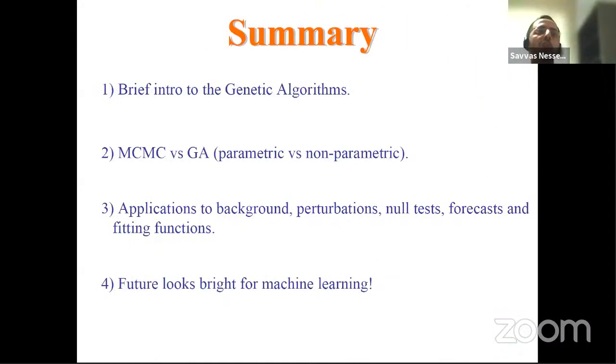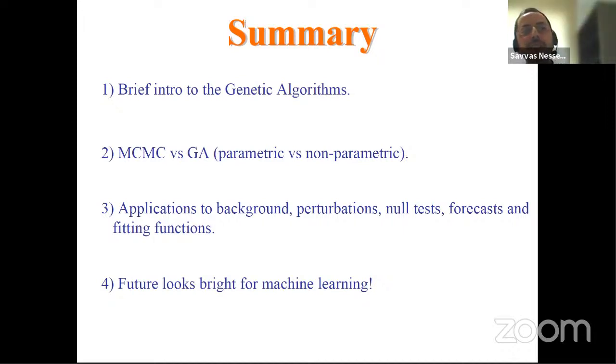So I would like to now summarize. I gave a very brief introduction to a specific machine learning approach called the genetic algorithm, which is inspired by evolution. It's a stochastic optimization approach. As I mentioned, it is very similar to a Monte Carlo, but instead of doing a random walk on the parameter space, you are doing a random walk on the functional space. So it's a bit more abstract, but it's very similar to the traditional Monte Carlo and Bayesian approach. Okay, you can practically do almost everything that you do with traditional approaches.